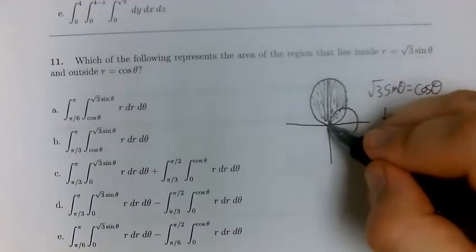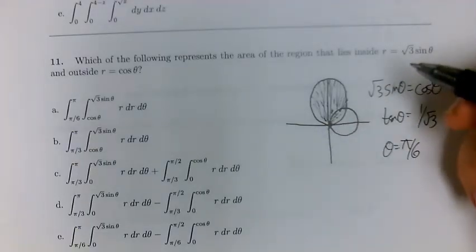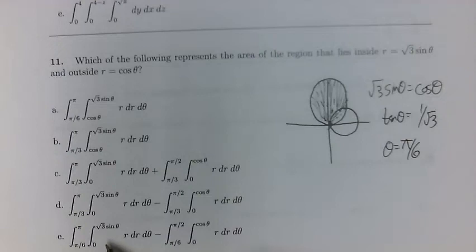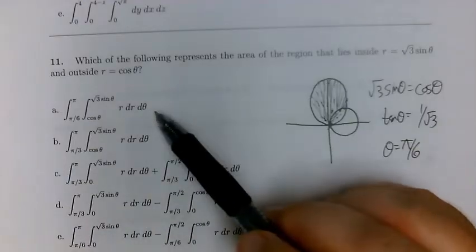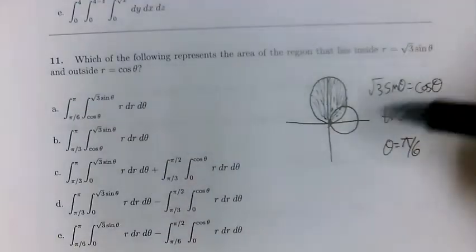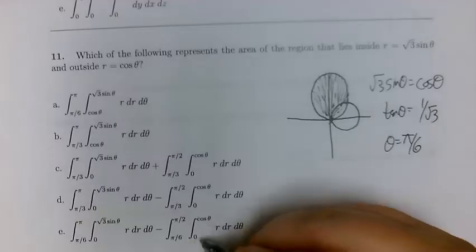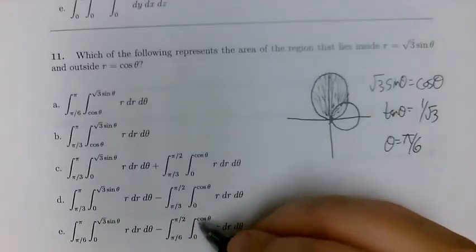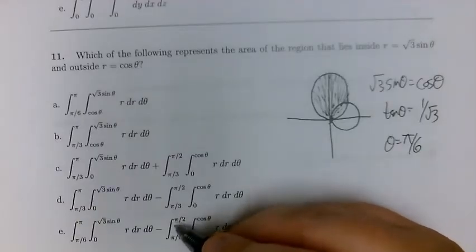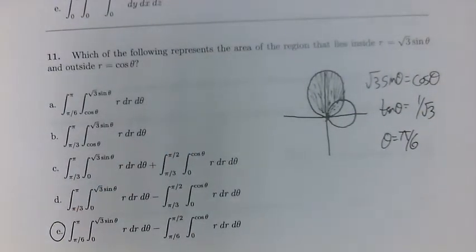And then from pi over 2 all the way to pi right here, we just have root 3 sine of theta on its own. Now the only one of these that seems to match up with that is going to be this one right here. Probably a close second would have been this one, but this one subtracts off cosine of theta all the way to pi. But we don't need to do that once we get to pi over 2. Whereas this one right here is subtracting off the area of cosine only up until pi over 2. So it looks like it's got to be option E right here.